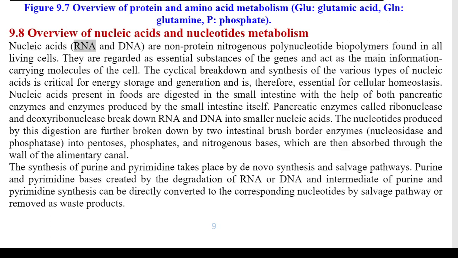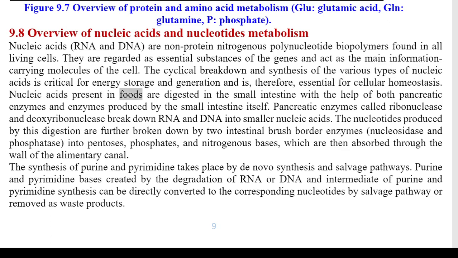9.8 Overview of nucleic acids and nucleotides metabolism. Nucleic acids, RNA and DNA, are non-protein nitrogenous polynucleotide biopolymers found in all living cells. They are regarded as essential substances of the genes and act as the main information-carrying molecules of the cell. The cyclical breakdown and synthesis of the various types of nucleic acids is critical for energy storage and generation and is, therefore, essential for cellular homeostasis.